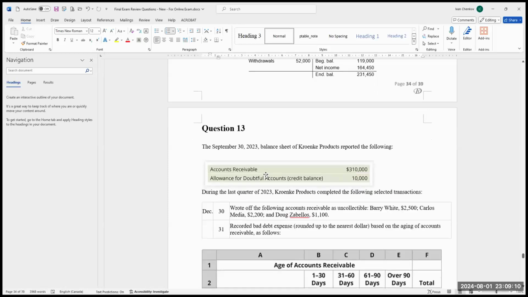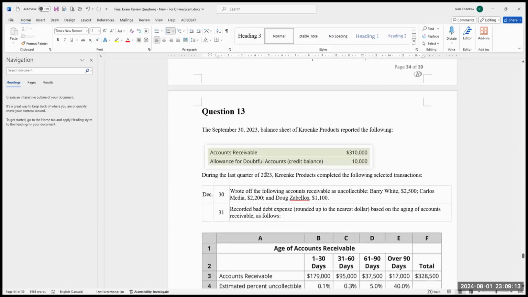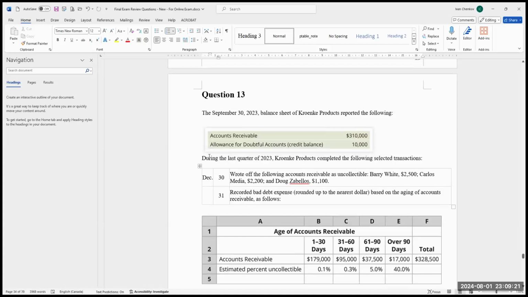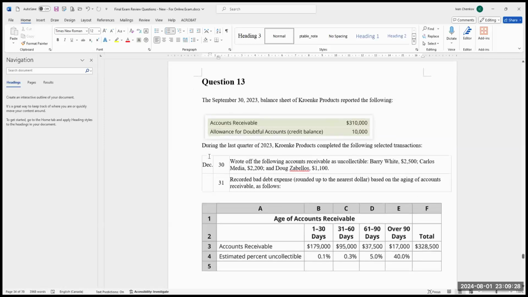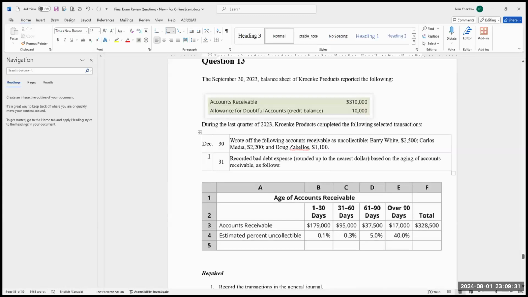Now, the next one, there are only two questions left. From chapter 9, I told you I'm going to test you on accounts receivables and calculation of allowance for doubtful accounts, more likely calculation of bad debt expense. And for bad debt expense, you have 3 methods. One method was percentage of sales, which I'm not going to test you on. Second method is the aging method, which I'm going to test you on. And the third method is percentage of accounts receivables, which I'm also going to test you on.